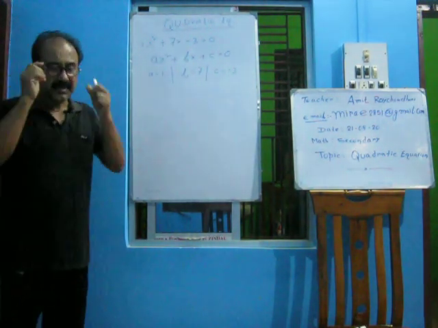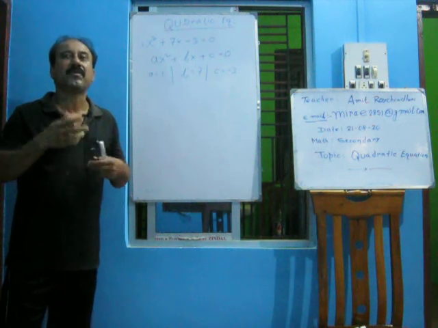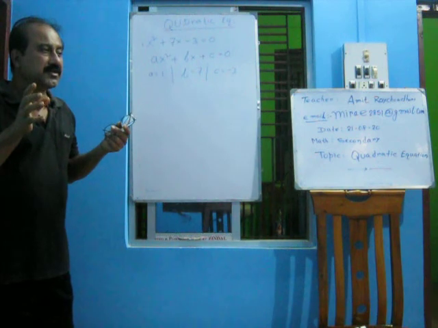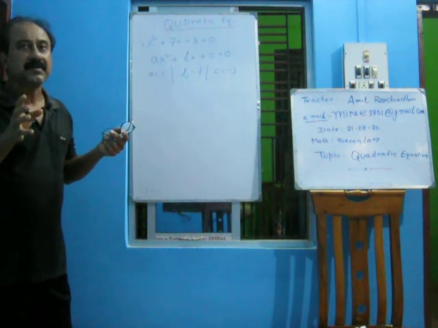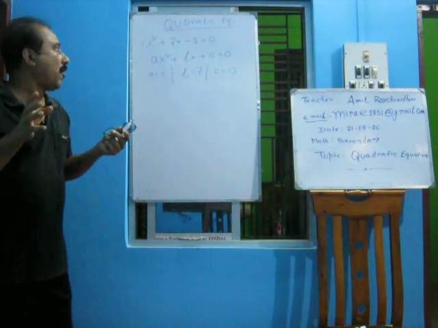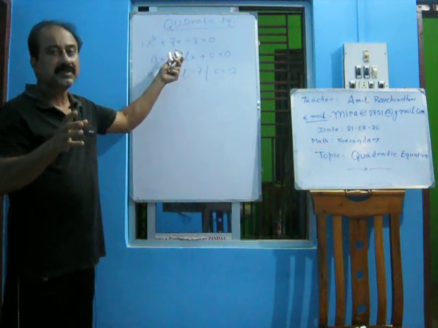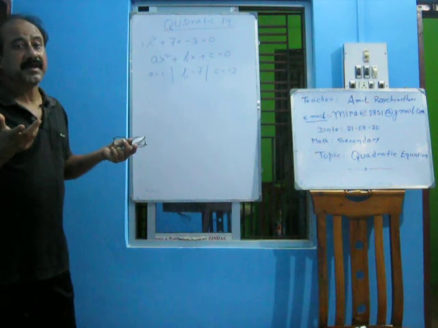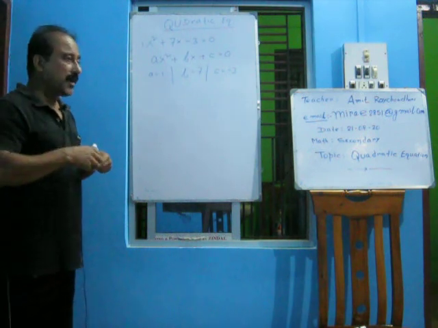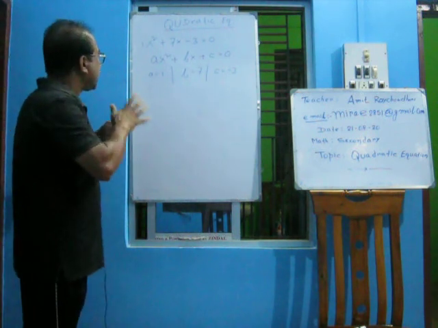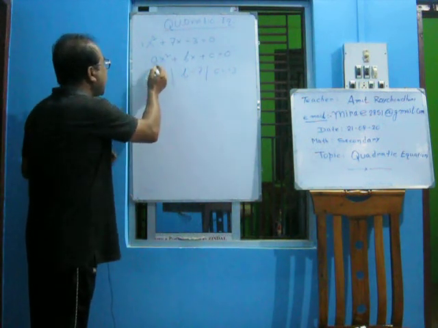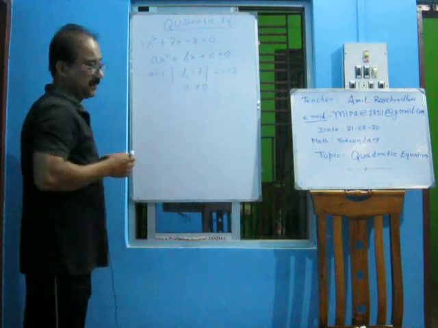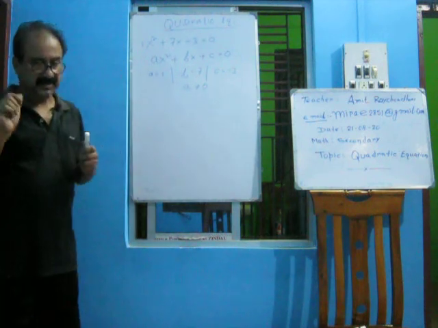So by definition, if anybody asks what is called a quadratic equation, the answer must be like this. An equation having a single variable of power 2 can be called a quadratic equation. But one condition applies: in any case, a cannot be equal to 0. So this is the perfect definition.